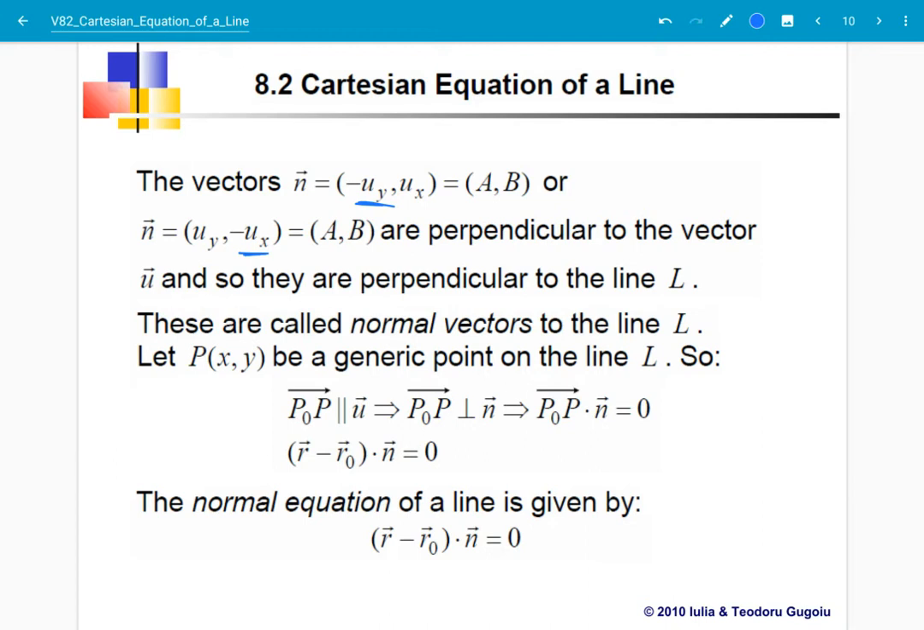If they're perpendicular to u, they're perpendicular to the line. Okay. So if x and y are some generic point in the line, then p naught to p, where p naught's a reference point on the line, is parallel to u, of course, and p naught p is perpendicular to n, and p naught p dot n has to be equal to 0, right? Definition of dot product. P naught p is r minus r naught, so r minus r naught dot n equal to 0, right? That is called the normal equation of the line.